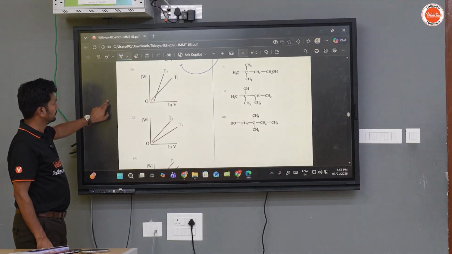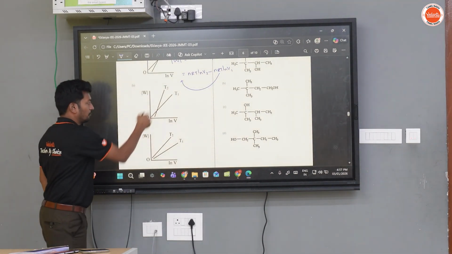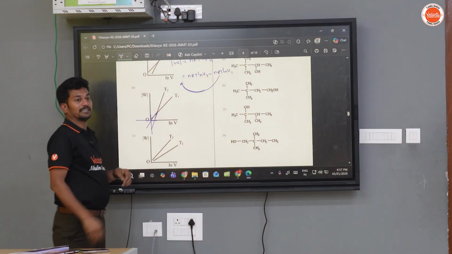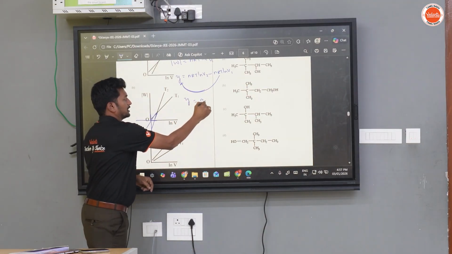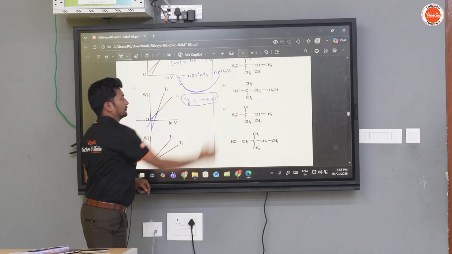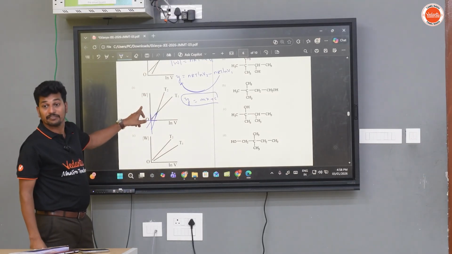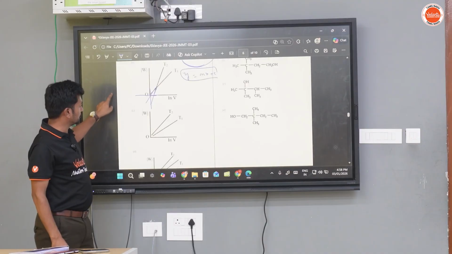What is that? Option B. Option B you would be having what? Negative intercept on the x-axis. Positive intercept on the y-axis, y equal to mx plus c type. Like that. Okay? Like that you should go for that. What is the answer given for this? Option B, correct. Whereas in all other cases you don't get like that.